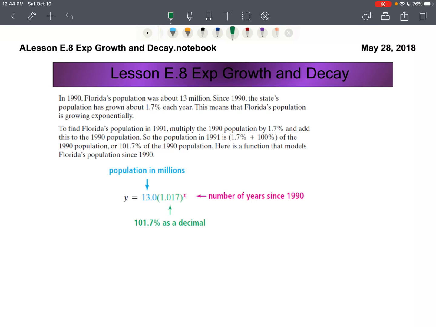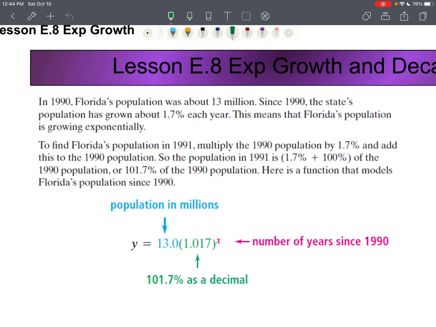You may have heard that money has grown exponentially, bacteria has grown exponentially, population has grown exponentially. In this lesson, we're going to explore exponential growth and decay. We're going to start with population. And here's a perfect problem for us to demonstrate exponential growth.